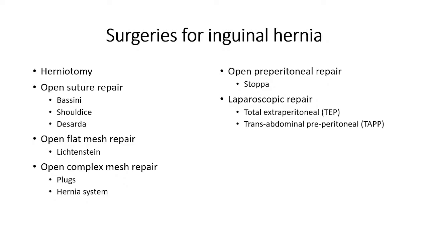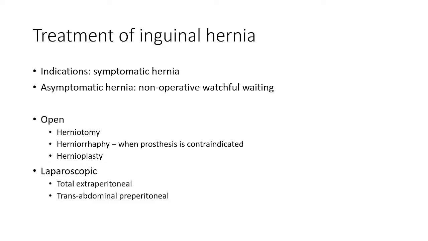There are three surgeries: herniotomy, herniorrhaphy and hernioplasty. Herniotomy means we simply resect the sac and close it. So, it is done in children with congenital inguinal hernia. Remember that herniotomy is only for the congenital inguinal hernias. In adults, herniotomy is not a surgery to be performed.